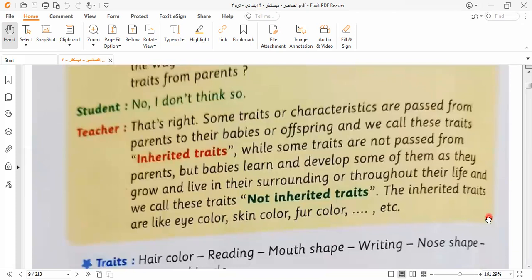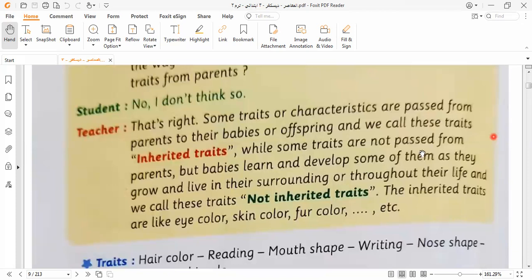All these are not inherited traits. Can we take playing music from our parents? No, it's not. We take the inherited traits, the characteristics that make us physically human, the human body, the human shape. This is called inherited traits. Not inherited traits are gained from the environment, by learning, by teaching, anything.